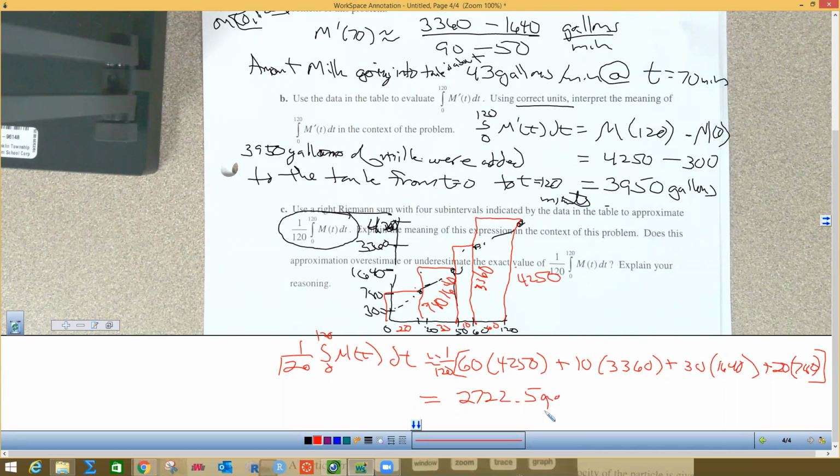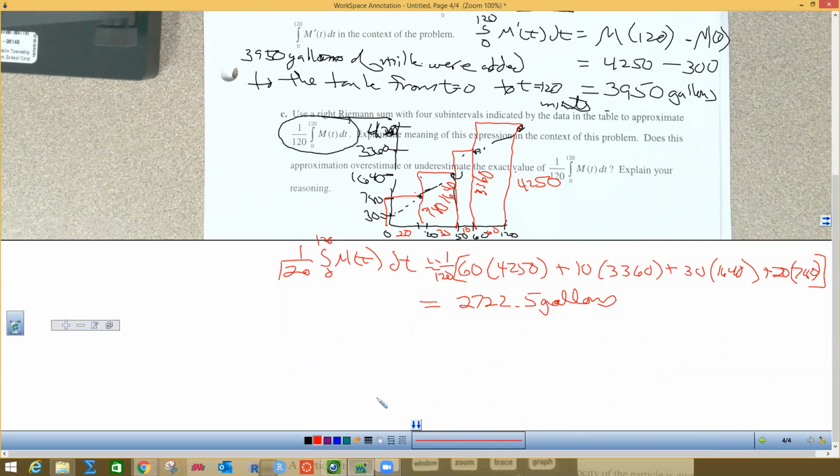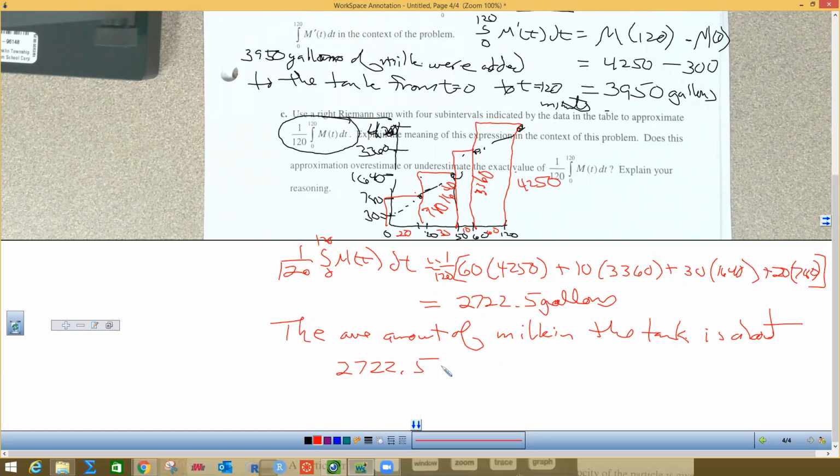2722.5 gallons. Okay, so we're supposed to tell what this means in terms of the problem, and it means the average amount of milk in the tank is about 2,722.5 gallons from t equals 0 to t equals 120 minutes. So that's what that's all about.